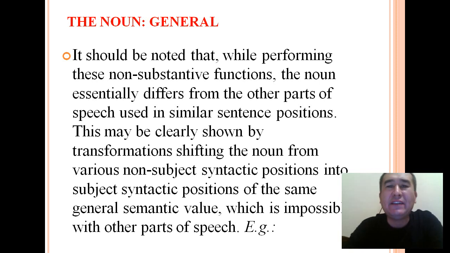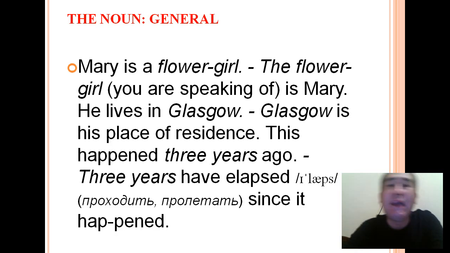It should be noted that while performing these non-substantive functions, the noun essentially differs from the other parts of speech used in similar sentence positions. This may be clearly shown by transformations shifting the noun from various non-subject syntactic positions into the subject syntactic positions of the same general semantic value, which is impossible with other parts of speech. For example, Mary is a flower girl. The flower girl you are speaking of is Mary.